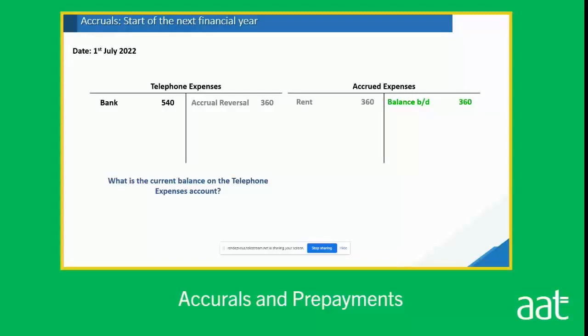Yeah, and you're absolutely right. It is indeed £180, and that represents just the month of July. So last year, I accounted for the months of May and June. This year, I've paid the invoice. The invoice was for the months of May, June, and July. But only the month of July is impacting this telephone expense account, and that is because of the accrual that was required at the end of last year. So fabulous, well done.